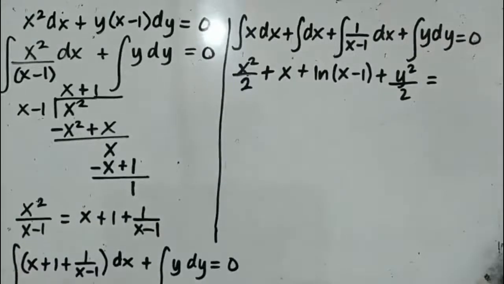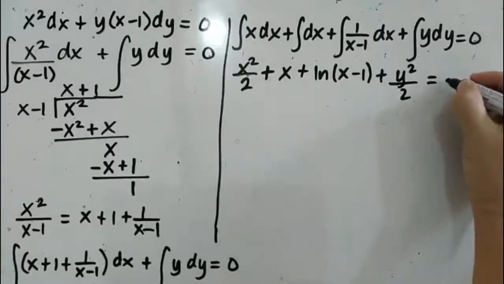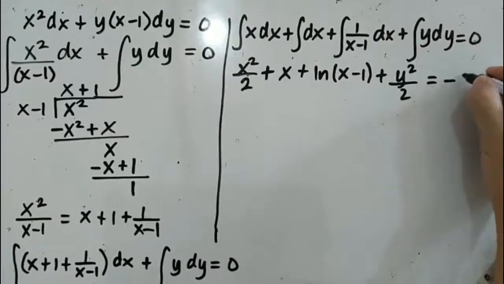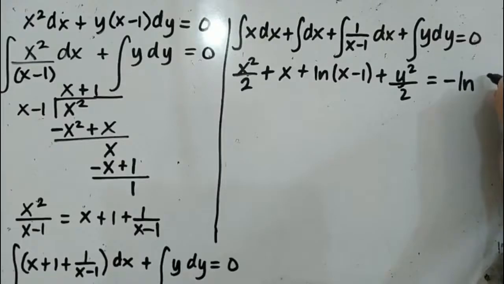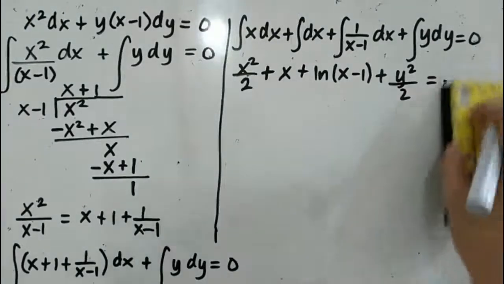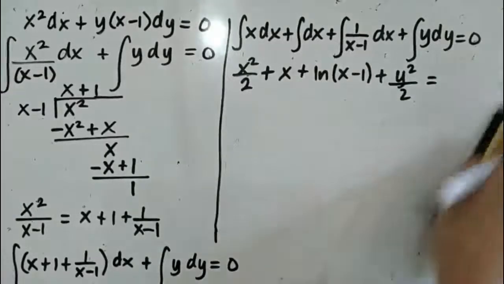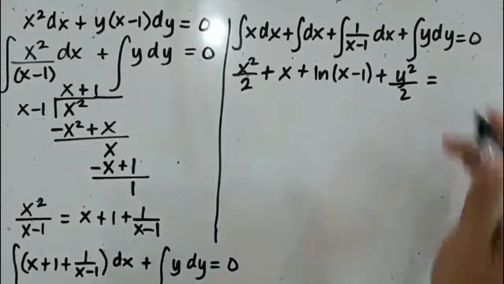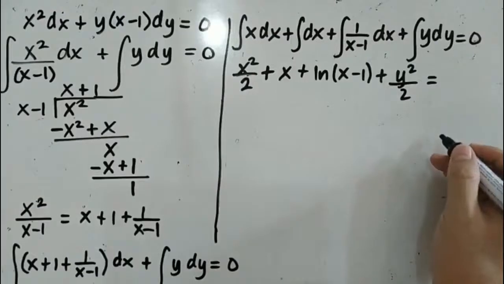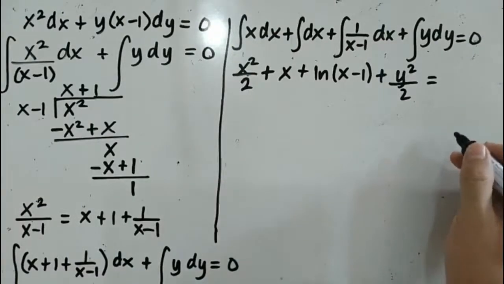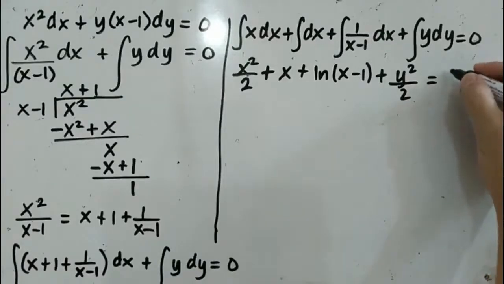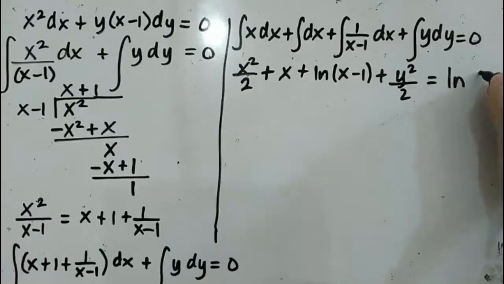The process in the book is, instead of using c, the authors wrote negative ln of c. However, that may be because c can take on any value as long as we are in the general solution. But you can simply write ln of c as well.